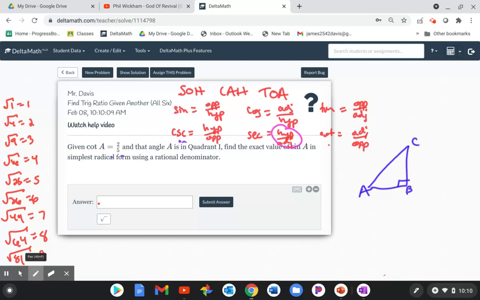So it gives us the cotangent of A. So from A, cotangent is the adjacent over the opposite. So the adjacent side to A, that'd be here, is 2. And the opposite of A would be over here, is 5. Adjacent over opposite, because that's cotangent. So we need to find the missing side over here, the hypotenuse.